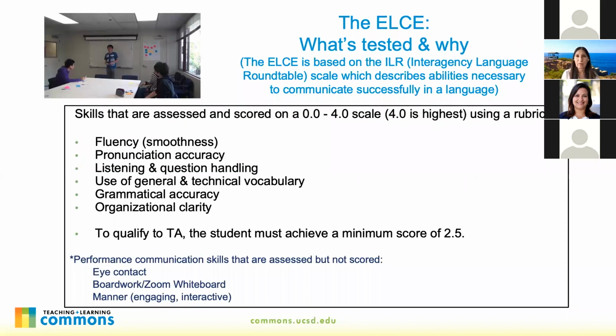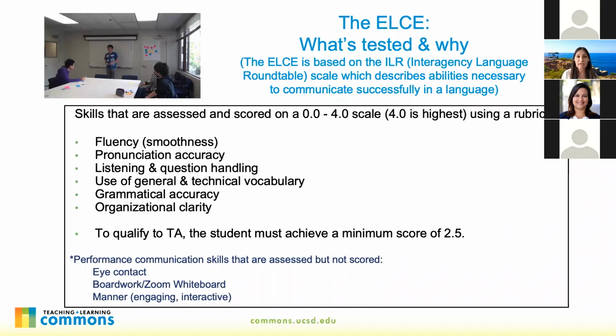So here's info about the English test. This is what we assessed. We do it on a 4-point scale because that's more familiar to people as the grade point average scale that we use. So a 4.0 is an A. And so for fluency, that's smoothness on the test. We also score pronunciation, listening, question handling, use of general and technical vocab, grammatical accuracy, and organizational clarity.